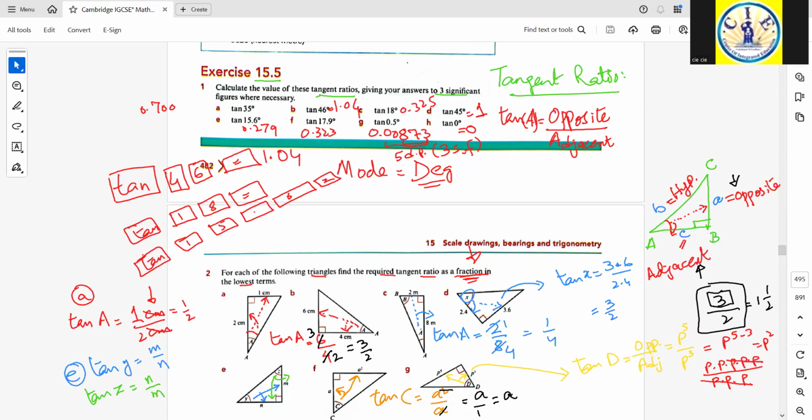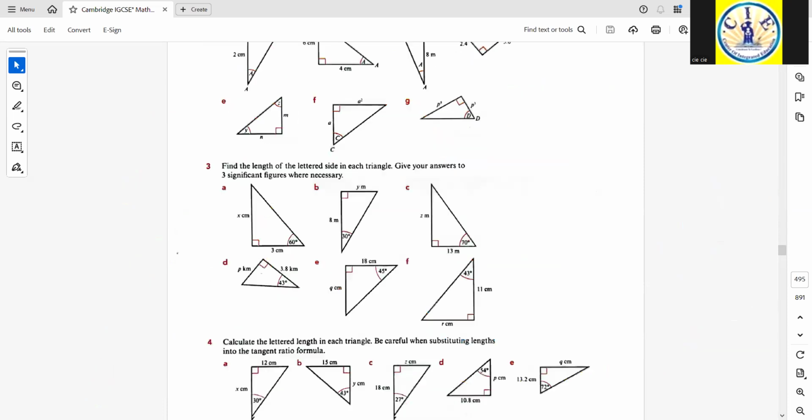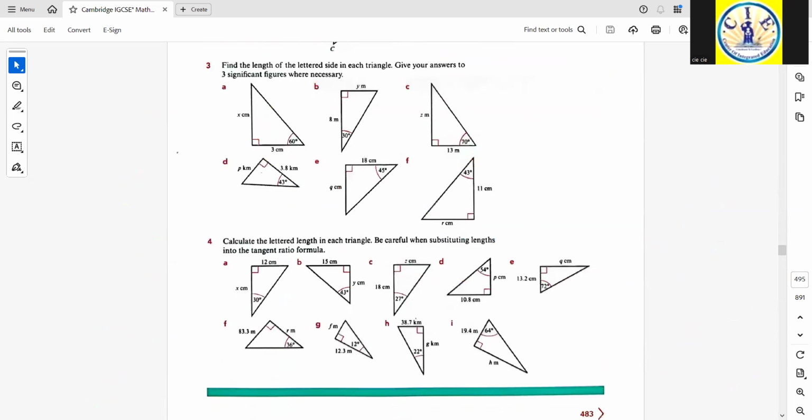Now we move to the next questions. Question number 3. Find the length of the lettered side in each triangle. Give your answers to 3 significant figures. Okay. We need to find out in the first part A, the length of side X.